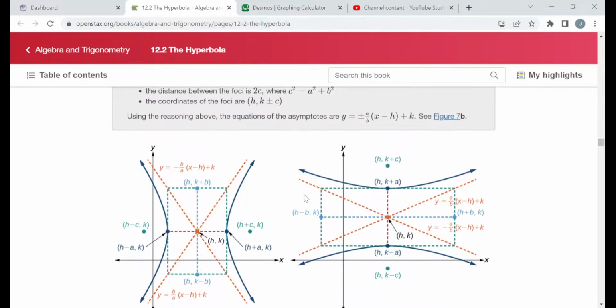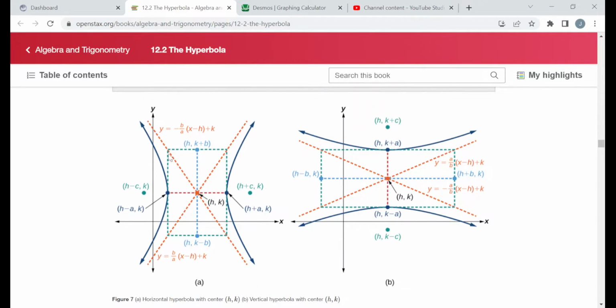Once you have the co-vertices and the vertices, you can make this little dotted rectangle that goes through the co-vertices and the vertices. Through the corners of that rectangle and through the center go the asymptotes. When the transverse axis is horizontal, the slopes are b over a and negative b over a, rise over run. You should be able to write equations for lines by now, and you're going to be asked to write the equations for these two asymptotes, which the curves will get closer to as you go further away from the center.